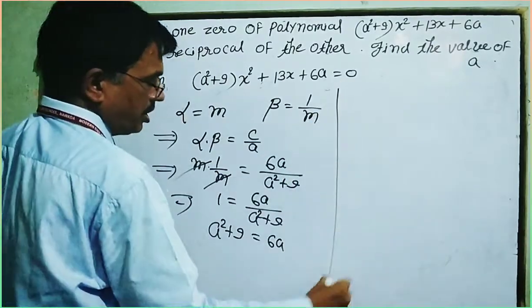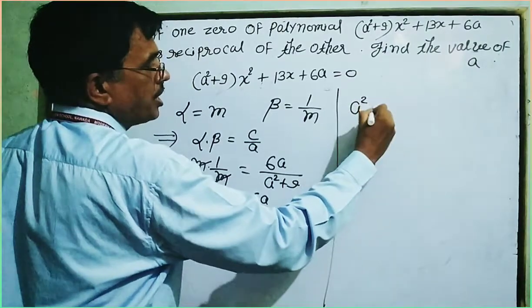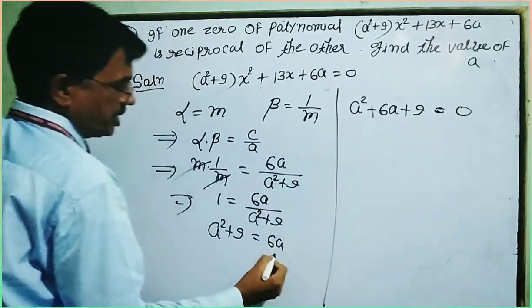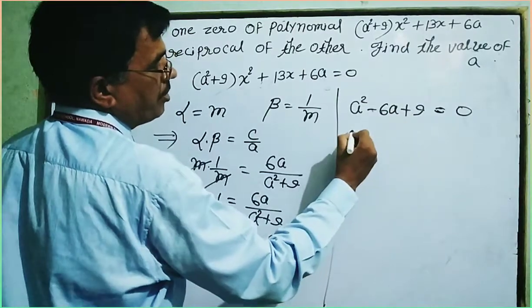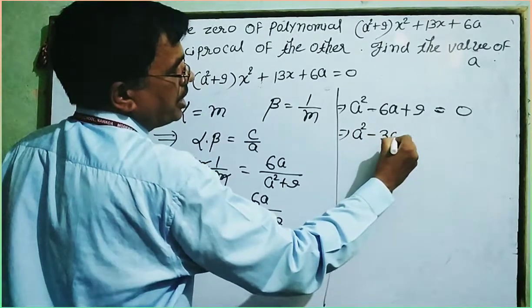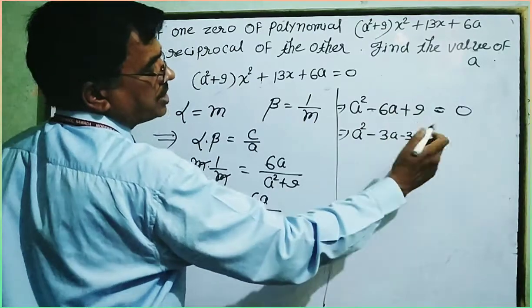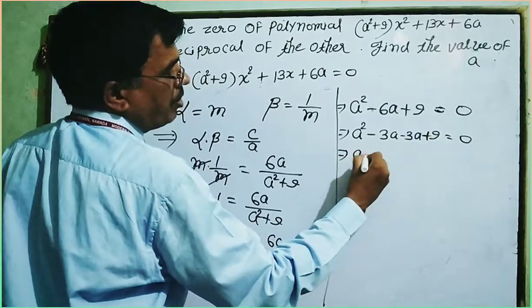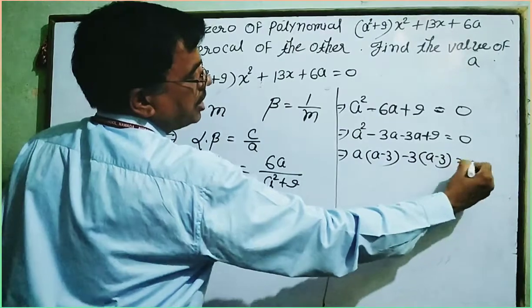And hence we write a square minus 6a plus 9 is equal to 0. 6a this side, then minus 6. Now you can find the value of a by the middle split method. So a square minus 3a minus 3a, minus 3 minus 3 is 6, and minus 3 into minus 3 is plus 9, and plus 9 is equal to 0. A common, then a minus 3, minus 3 common, then a minus 3 is equal to 0.